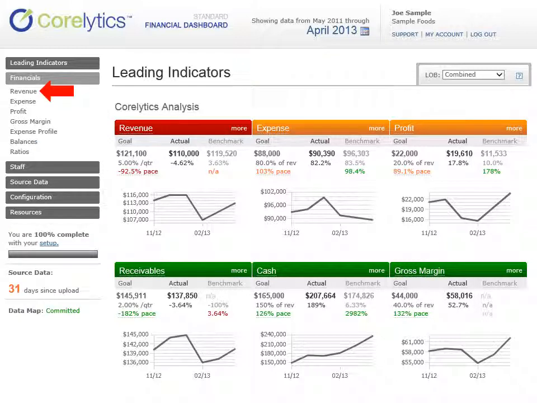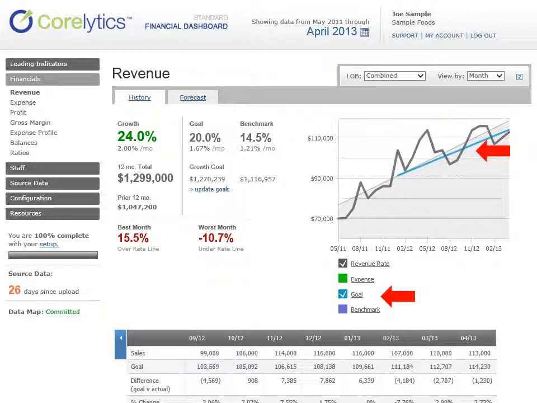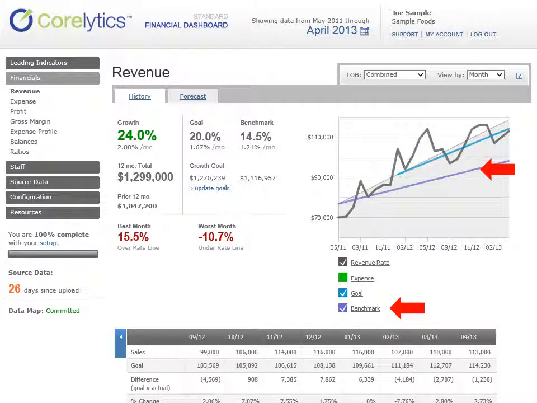So to get a better picture of the detail, we click on an option on the menu, in this case revenue. And now we're seeing a picture of the revenue for this company for the past 24 months. The good news is we've got nice growth of 24% as compared to our goal of 20%, and as compared to the industry benchmark of 14.5%. The industry benchmark represents the performance of peers and companies like this company in this specific industry.